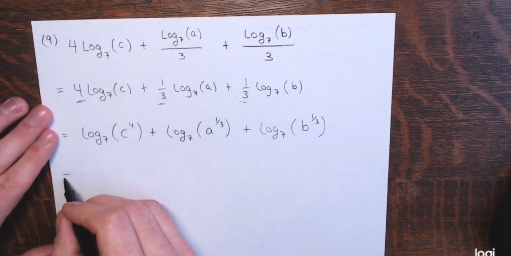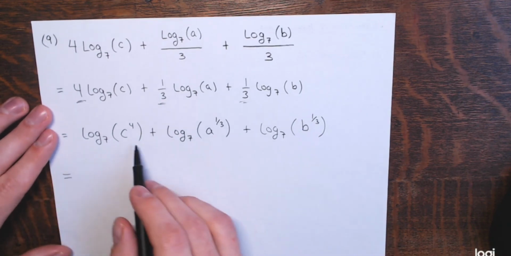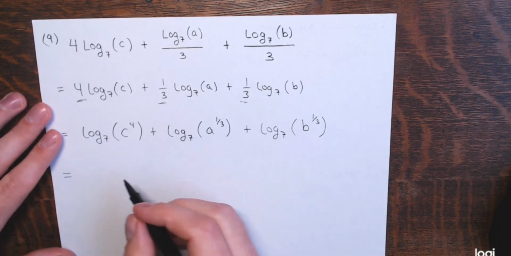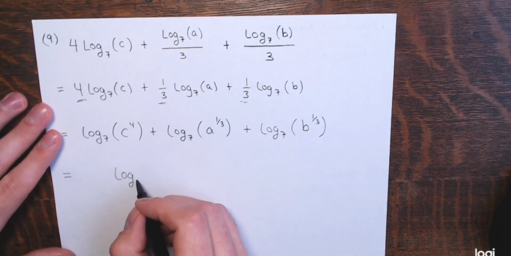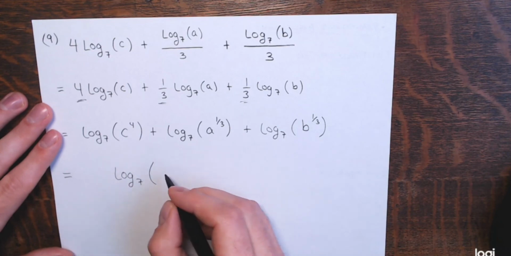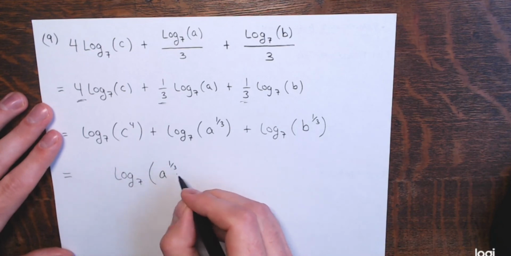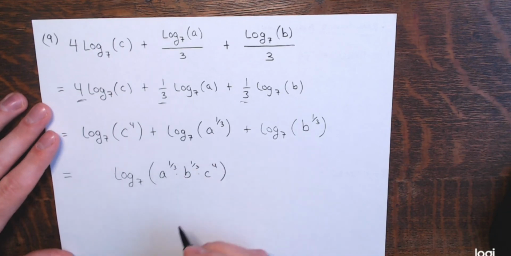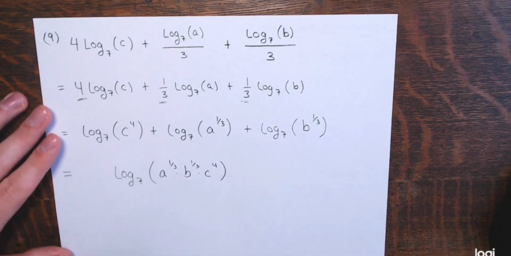And this is all one big sum, right? You'd be multiplying these and then you'd be multiplying by this, right? It's all one big sum. This is just going to be a log of a product. A log base 7 of a to the 1/3 times b to the 1/3 times c to the fourth. I just put them in alphabetical order, that's all. And this is great.